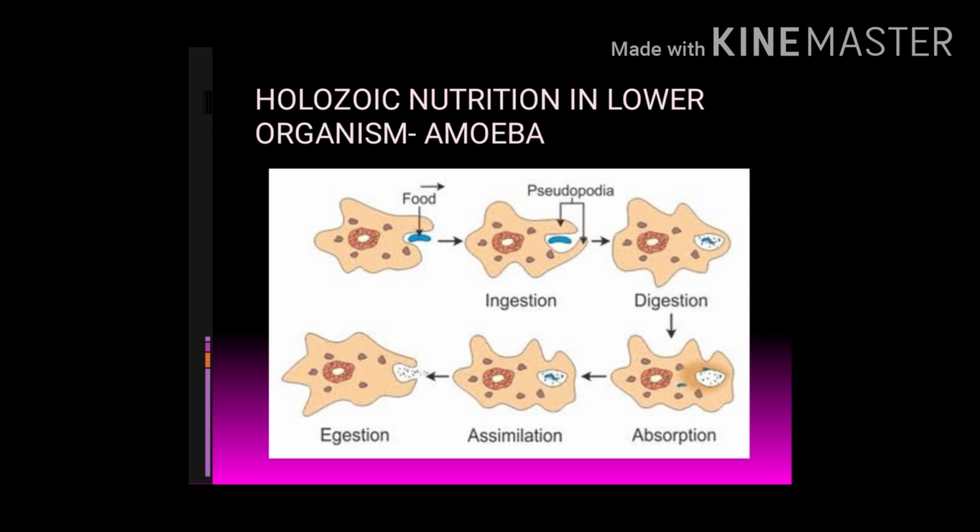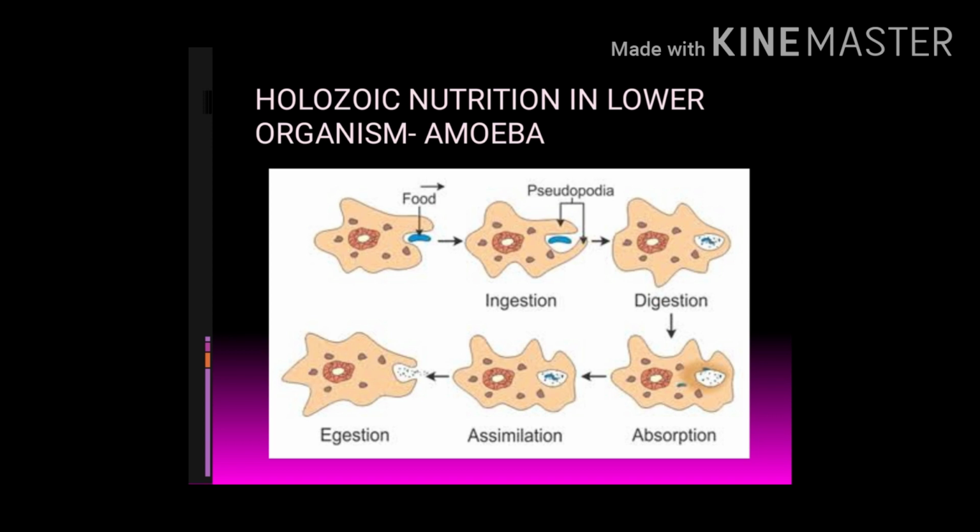Now coming to the second step, digestion. The food vacuoles are transported into the cell, and with the help of digestive enzymes digestion takes place. Larger particles are broken down into simple molecules. Then the third step, absorption. The nutrients from the digested food are absorbed into the cell's cytoplasm. Excess food is stored in the form of glycogen. The undigested food particles are left behind.